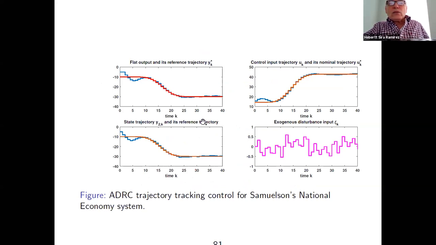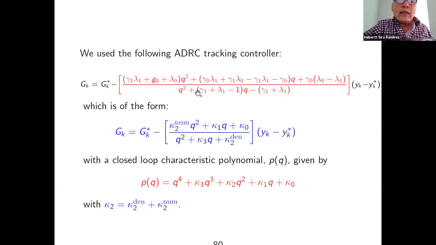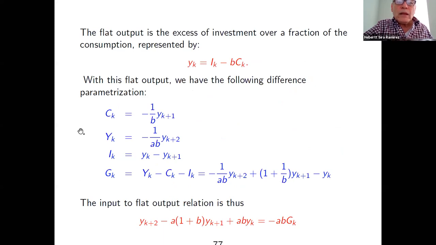And we apply this. We plan the trajectory, first of all, for the flat output, going from a negative initial equilibrium value to a negative final equilibrium value. And this planning of the flat output just requires a Bézier polynomial smoothly interpolating between the initial value and the final desired value. With that parametrization, we have a complete trajectory for the flat output, and that allows me to compute the nominal trajectories for all the states.